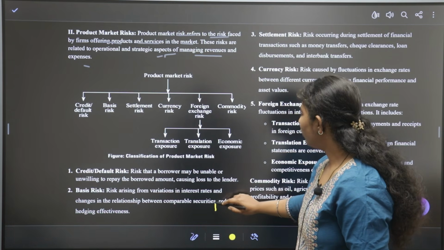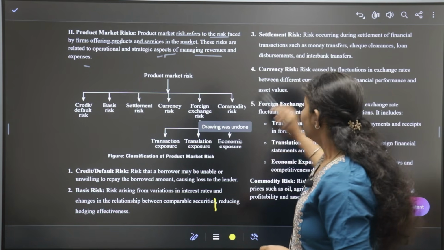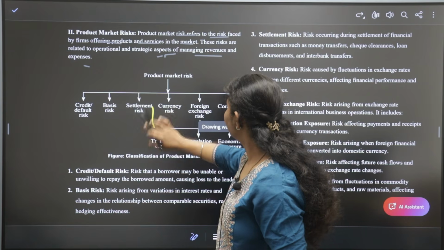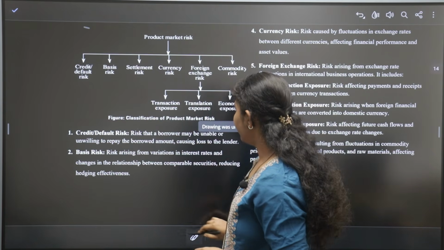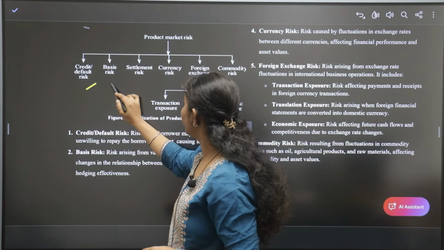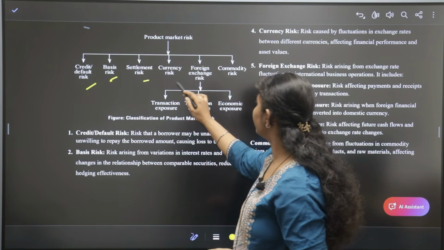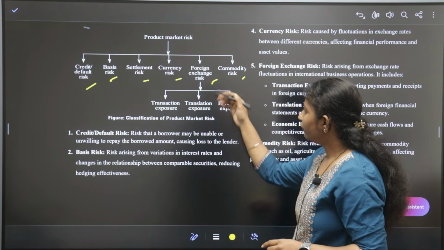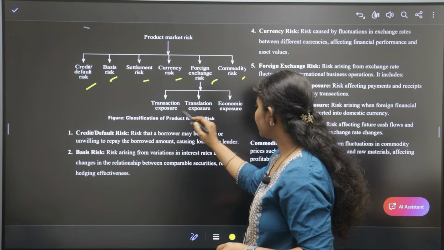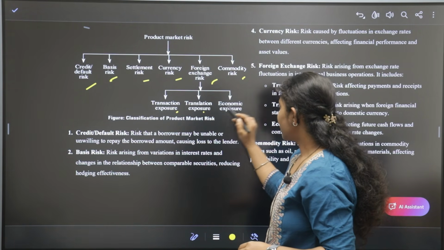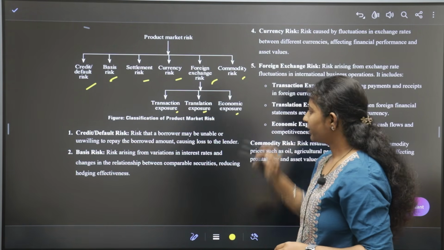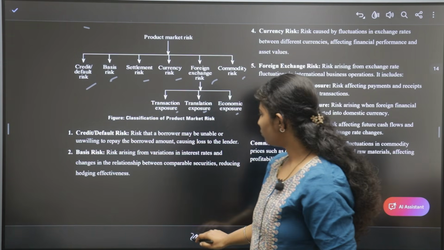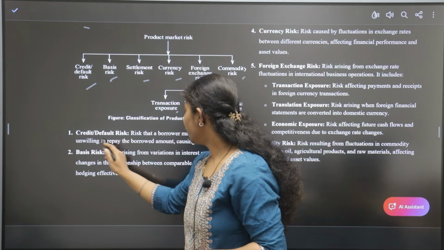So here we have product market risk. First we have credit default risk, basis risk, settlement risk, currency risk, foreign exchange risk, commodity risk. And in foreign exchange risk we have transactional exposure, translation exposure, economic exposure. We discuss one by one. So the first one is credit or default risk.